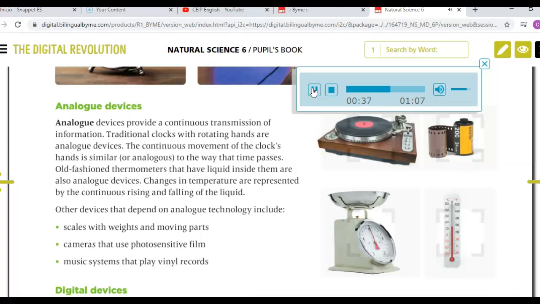Old-fashioned thermometers that have liquid inside them are also analog devices. Changes in temperature are represented by the continuous rising and falling of the liquid. Other devices that depend on analog technology include scales with weights and moving parts, cameras that use photosensitive film, music systems that play vinyl records.